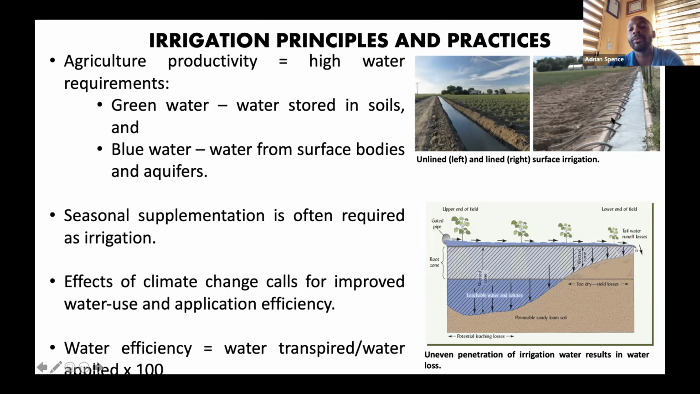And then in this form of surface irrigation, to minimize some of the water losses, they have introduced concrete. So you don't really have that percolation, but of course you still experience some evaporation. And then the water is siphoned off into the field.